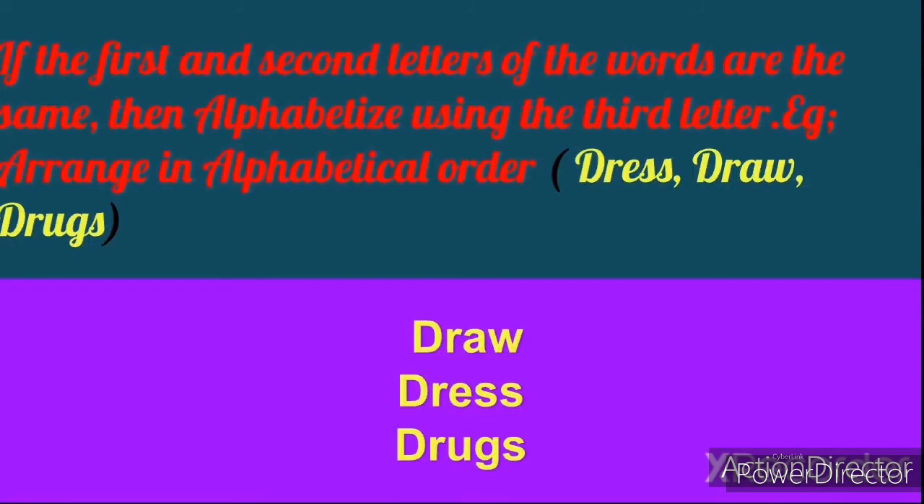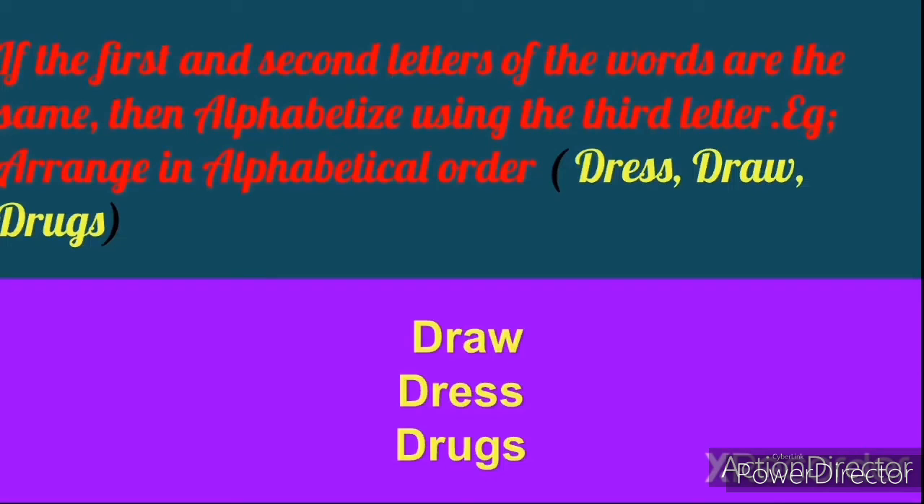Okay, the next is if the first and second letters of the words are the same, then alphabetize using the third letter. So when you're given a set of words, if the first and the second letters of the words are the same, then you should use the third letter to arrange the words in alphabetical order.